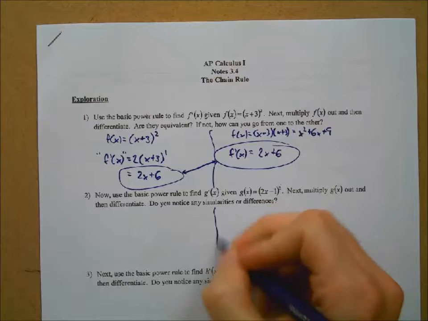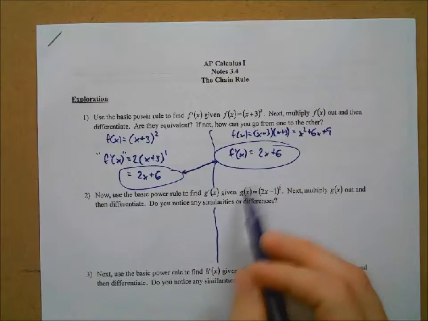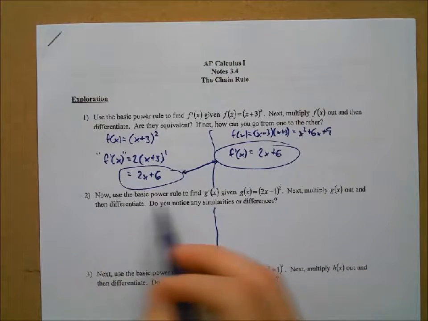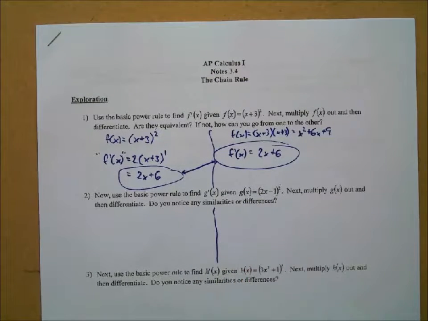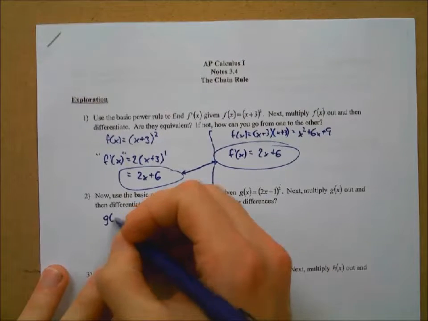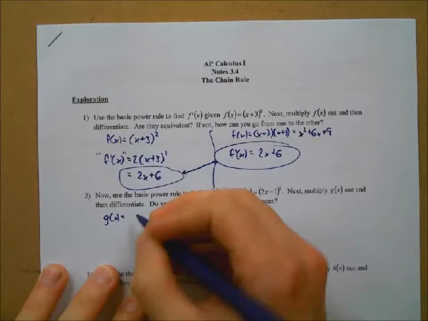Okay, so now we got a slightly different function, but the same directions. Use the basic power rule to find g prime of x, given g of x is equal to (2x minus 1) to the second, and then multiply g of x out and differentiate. All right, so again, we'll take the derivative here. I'll rewrite g of x. So g of x is equal to the quantity 2x minus 1 squared.